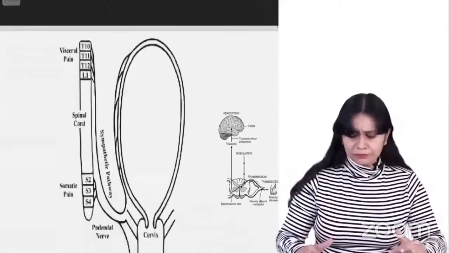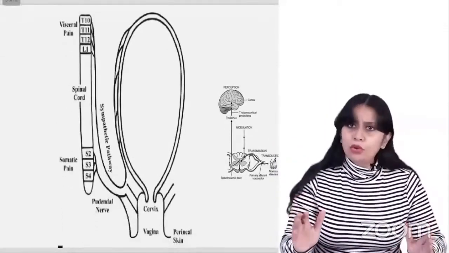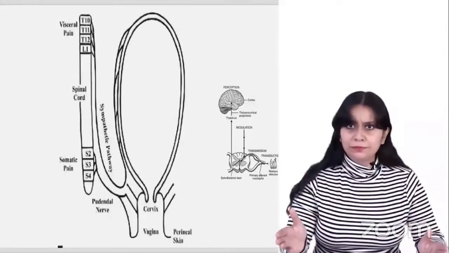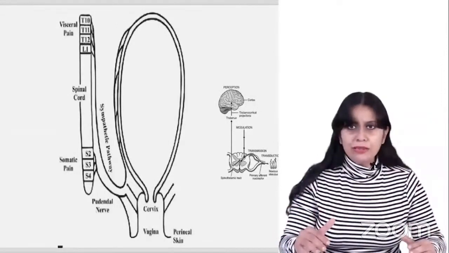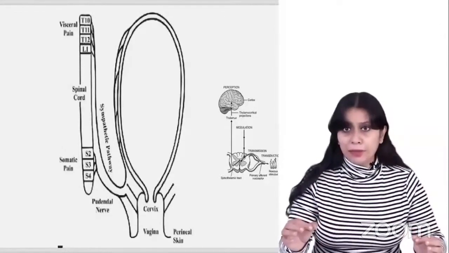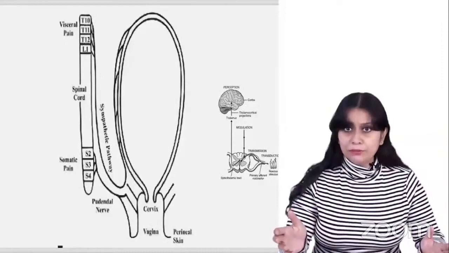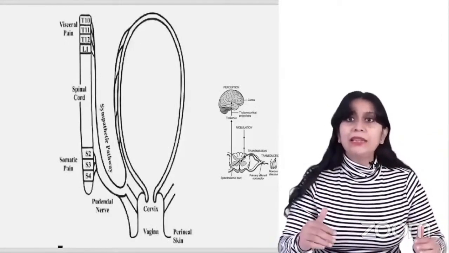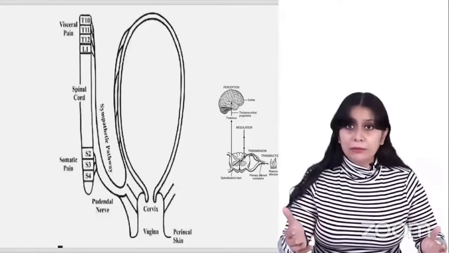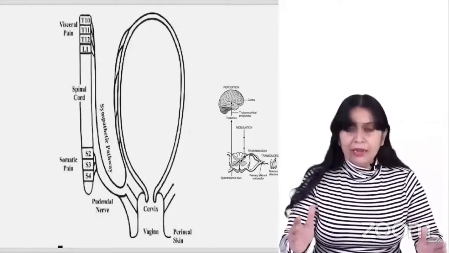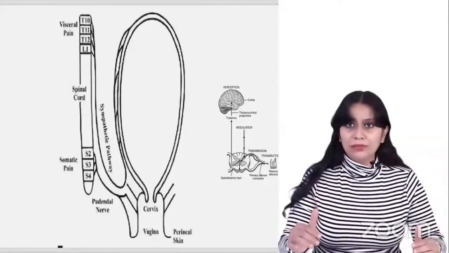So labor pain has both visceral and somatic components. During the first phase of labor, due to contraction of the uterus and dilatation of the cervix, a visceral pain is felt by the patient, and this is transmitted through the C fibers and A delta fibers to the T10 to L1 part of the spinal cord.